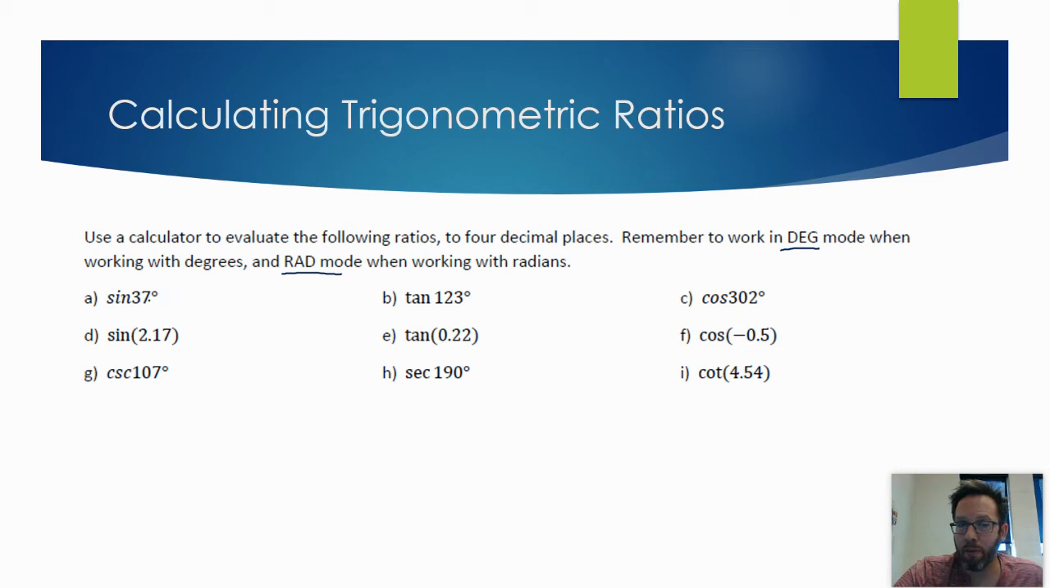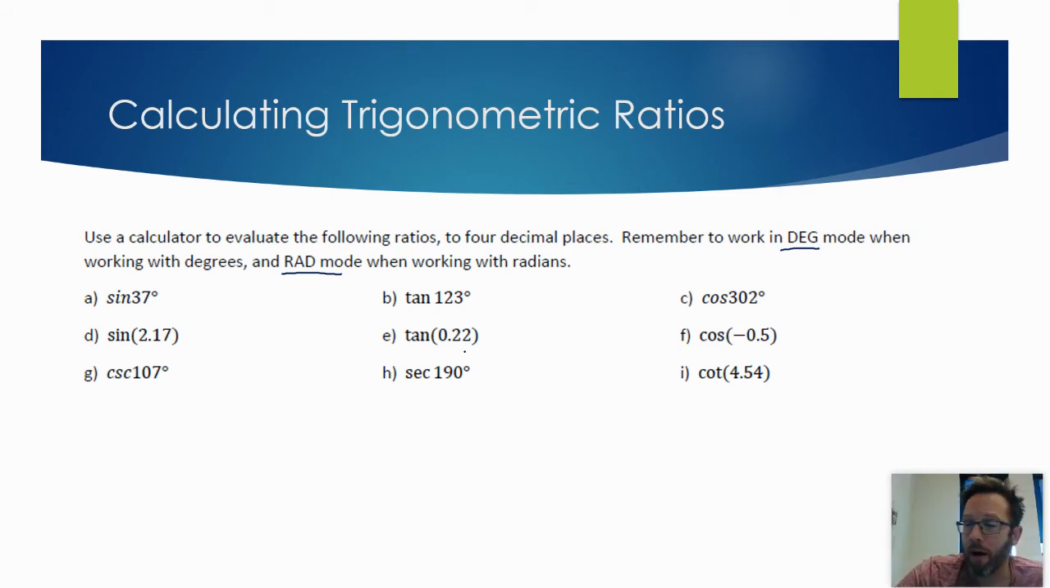When you have an expression like sine 37 degrees, it's kind of obvious that you want to be working in degrees. If you see an expression like sine 2.17, that's obvious that that's in radians. Remember, when it's radians, we just write the number. It's assumed to be radians. We want to be in radians mode. So this exercise, all we're doing here is getting you comfortable using your calculators, switching back and forth.